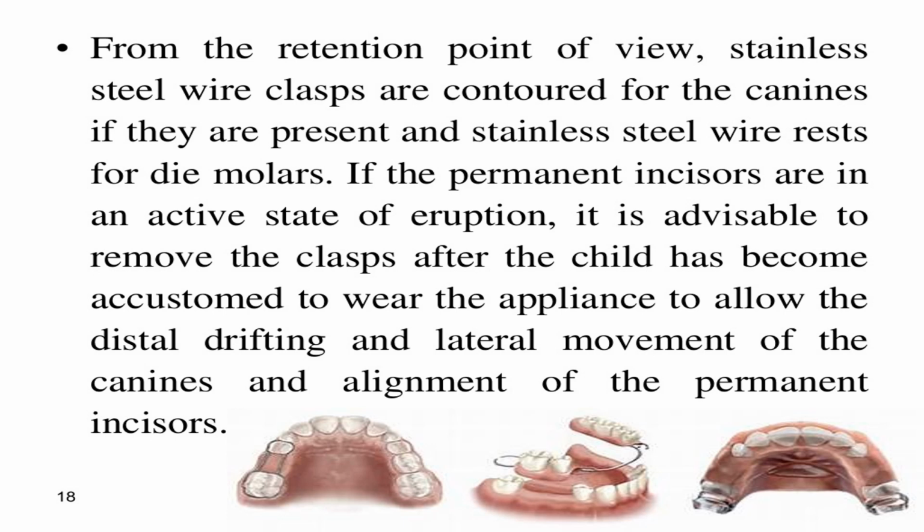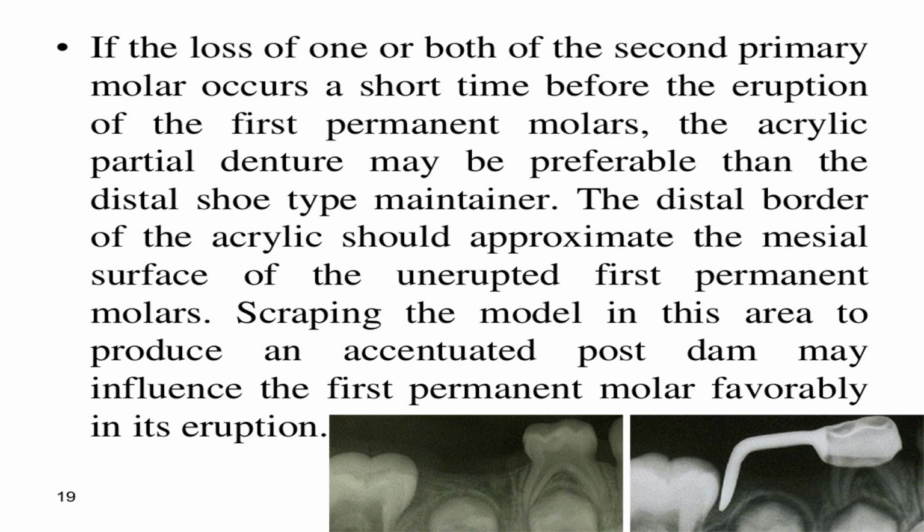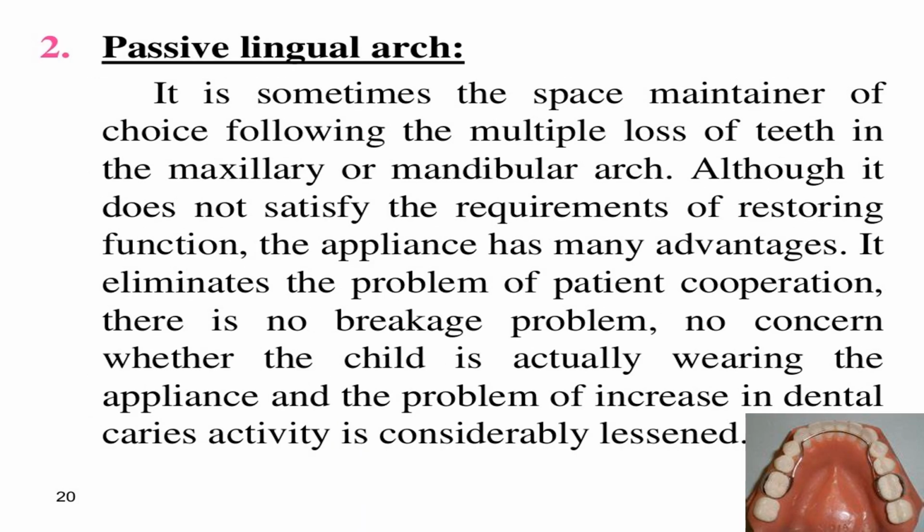If the loss of one or both of the second primary molars occurs a short time before the eruption of the first permanent molars, the acrylic partial denture may be preferable to the distal shoe-type maintainer. The distal border of the acrylic should approximate the mesial surface of the unerupted first permanent molars. Scraping the model in this area to produce an accentuated post-dam may influence the first permanent molar favorably in its eruption.